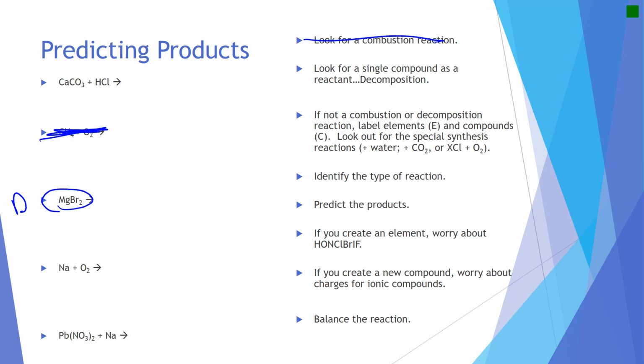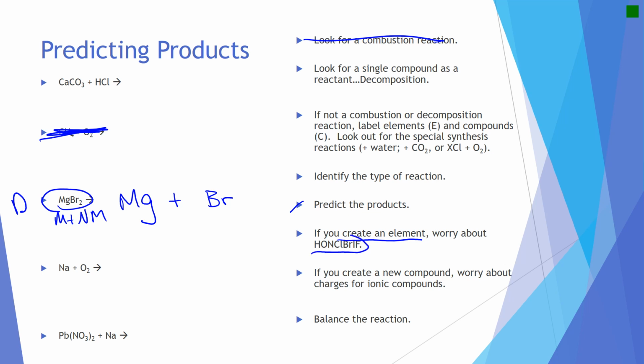So now I'm going to predict the products. This is just a metal and a non-metal, so all they're going to do is break up into their individual elements. So I've got magnesium plus bromine. Okay, now I've predicted my products. They are going to separate into their individual elements. Have I created an element? Yeah, I've created 2 elements, my Mg and my Br.